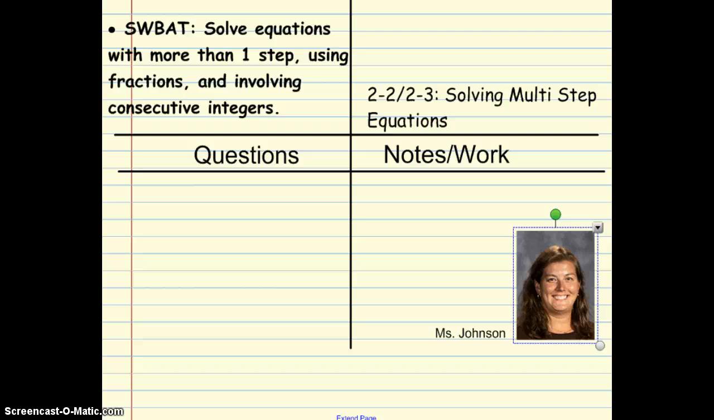We are really going to solve multi-step equations today. As we did the other day, we used one step, we used fractions, we're going to do multi-step with those today, and we're going to involve what's called consecutive integers.